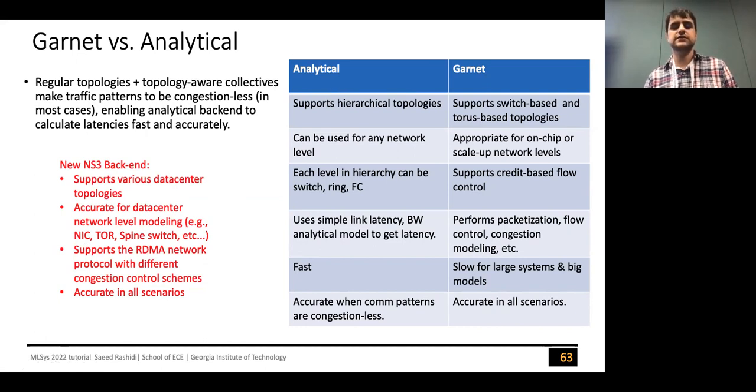You just need to be careful that you tune the system layer in a way that creates congestion-less traffic. The recent analytical backend also has a rough congestion modeling scheme, which enables you to use the analytical backend for communication patterns that create congestion. Based on our previous studies, you can reach around 20% error when modeling distributed training for any network level while you have congestion. But on the other hand, it is very fast, so you can have a fast estimation of end-to-end training with some error rate.